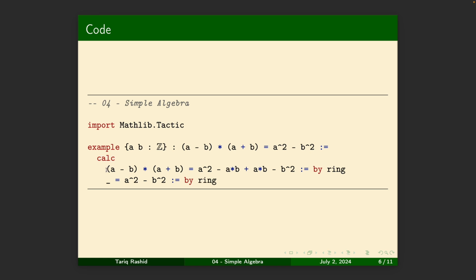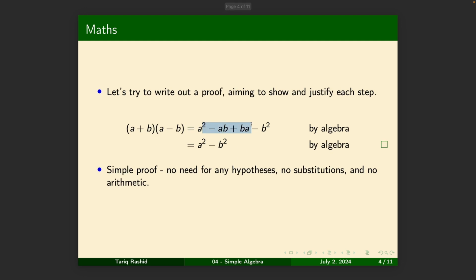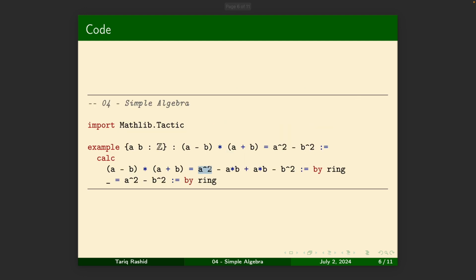So, as usual, we start by writing down the thing that we want to prove something about, which is the left-hand side of that expression, a minus b times a plus b. And we say it equals something. We're pretty much mirroring our maths proof here. We're saying it's a squared minus ab plus ab minus b squared. And we have to justify that.